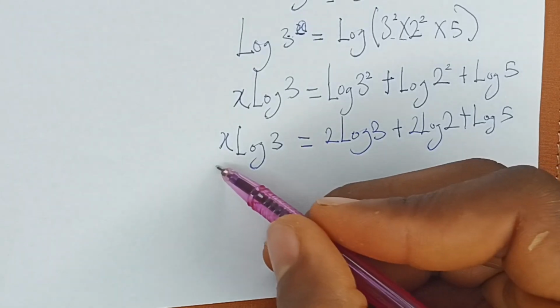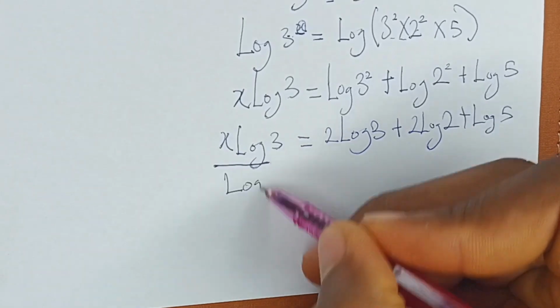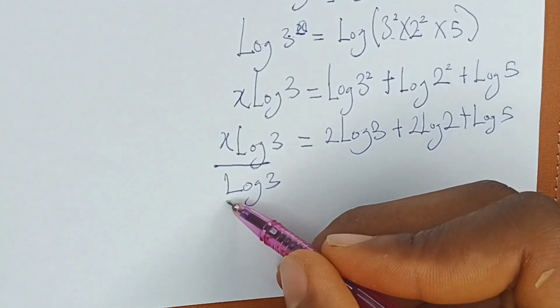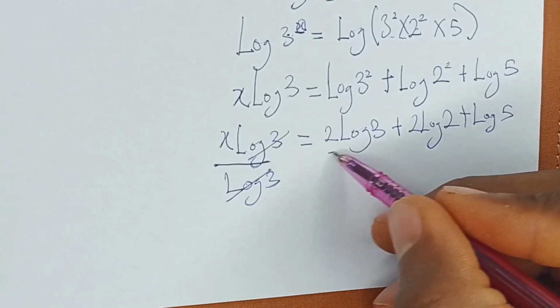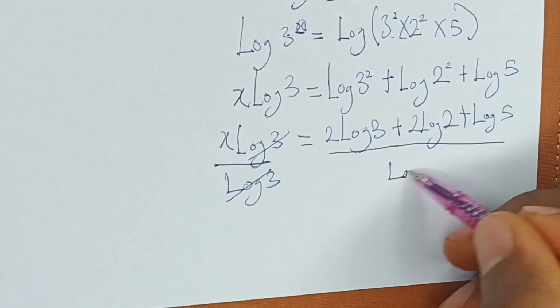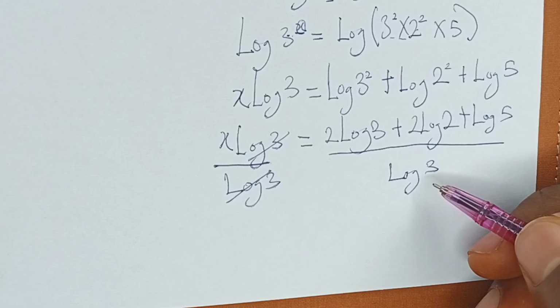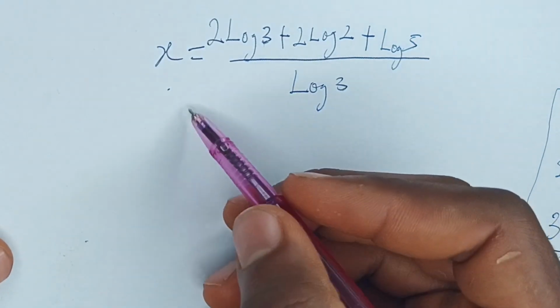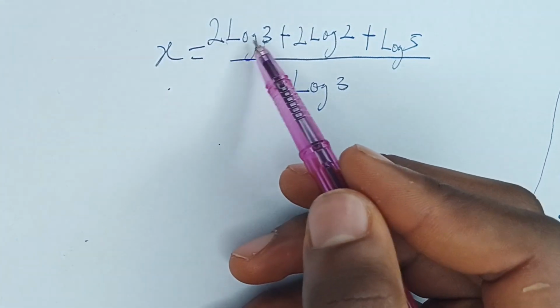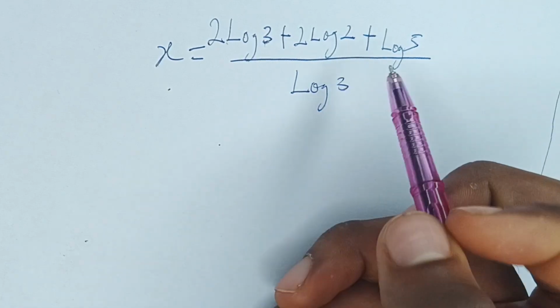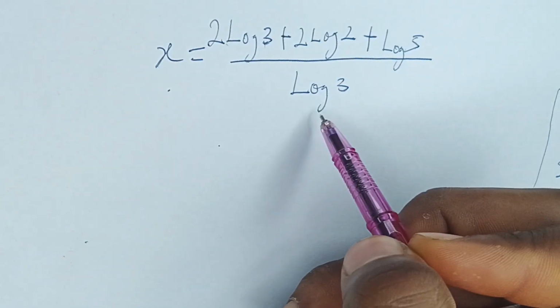To get x, we divide through by log of 3. So we have log of 3 striking log of 3. Now we have here all over log of 3. So moving on from here, we have that x becomes equal to 2 log 3 plus 2 log 2 plus log 5 all over log 3.